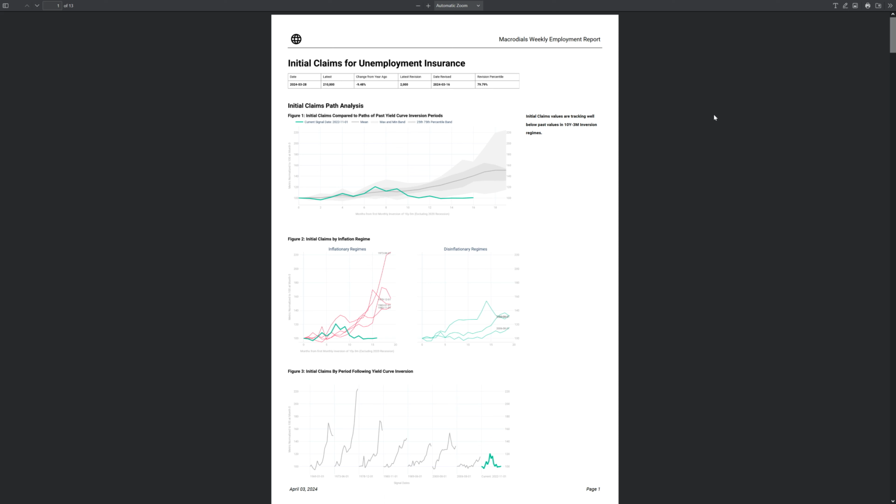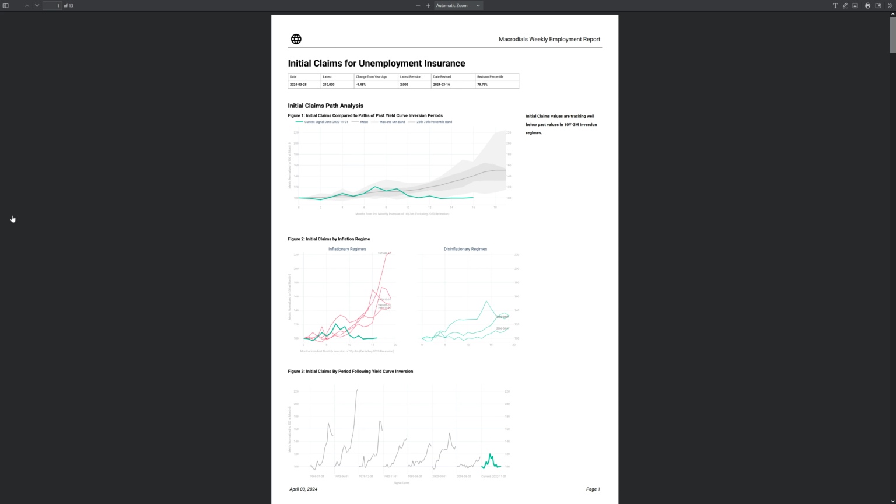The report features two main types of analysis, each providing investors with distinct contextual insights. The first analysis anchors the employment data to significant event triggers. These triggers can include the inversion of the 10-year less 3-month yield curve, the normalization of the 10-year less 3-month yield curve, the onset of recession, and the end of recession.